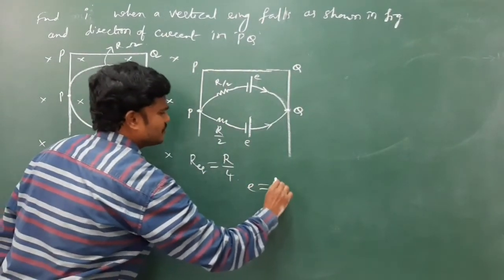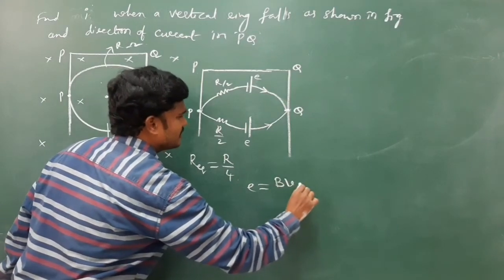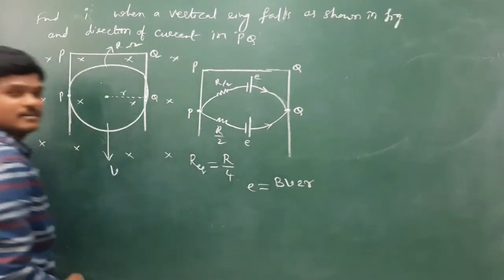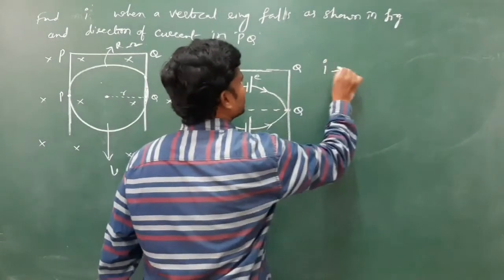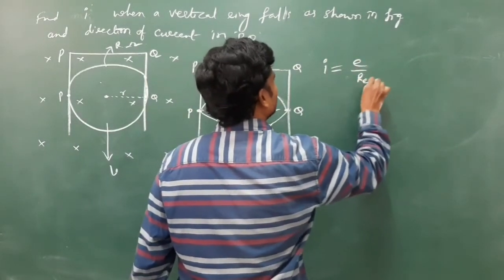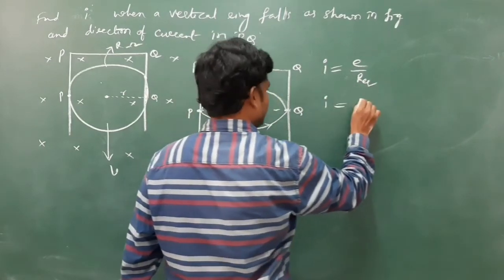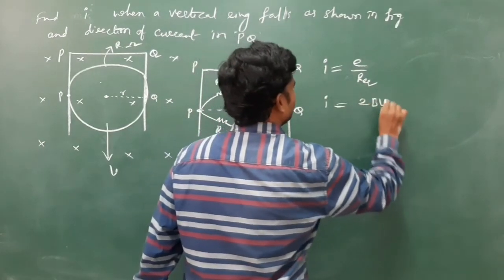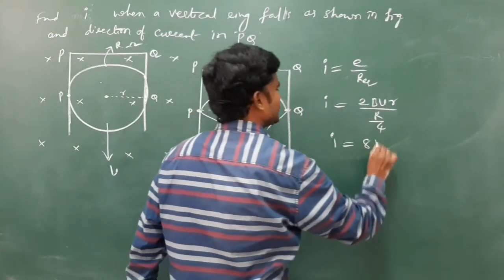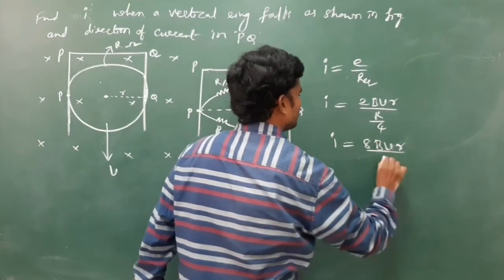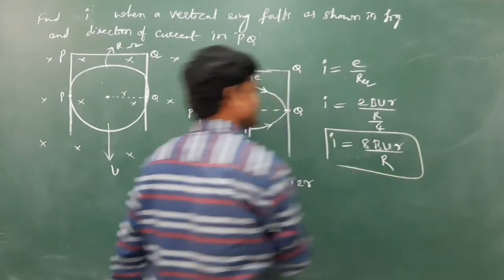EMF is equal to B V L. What is L? 2R. Length is how much? 2R. Induced current is EMF by equivalent resistance. So EMF is 2BVR, divided by R by 4. Induced current is 8BVR by R.